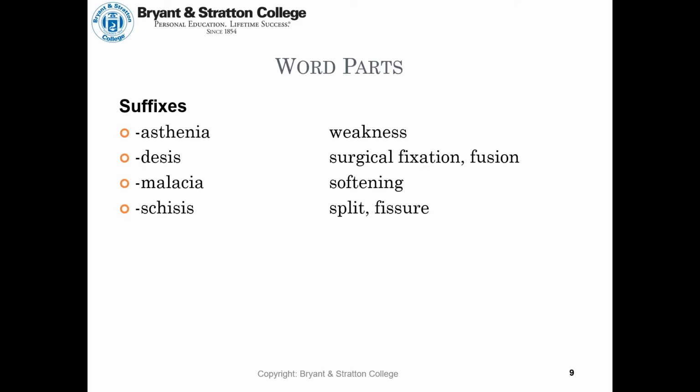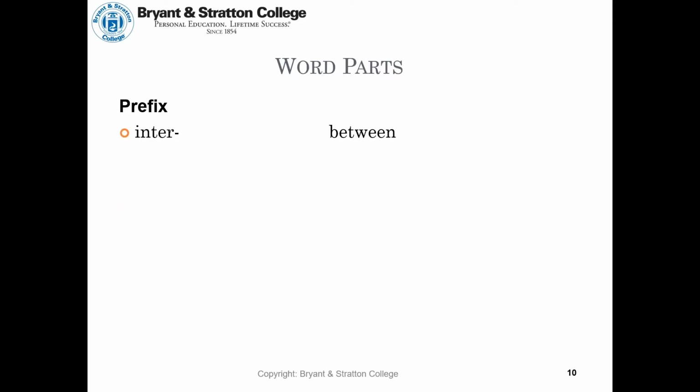Suffixes: asthenia is weakness. Desis is a surgical fixation. Malacia is a softening, so you can have osteomalacia. Schisis is a split or a fissure. Prefix: inter is the only real one we're going to focus on here, and inter means between. So like I said before, you have the intermediate phalanx. That is the phalanx that is between the others. In that case, it's in between the proximal and the distal phalanges.